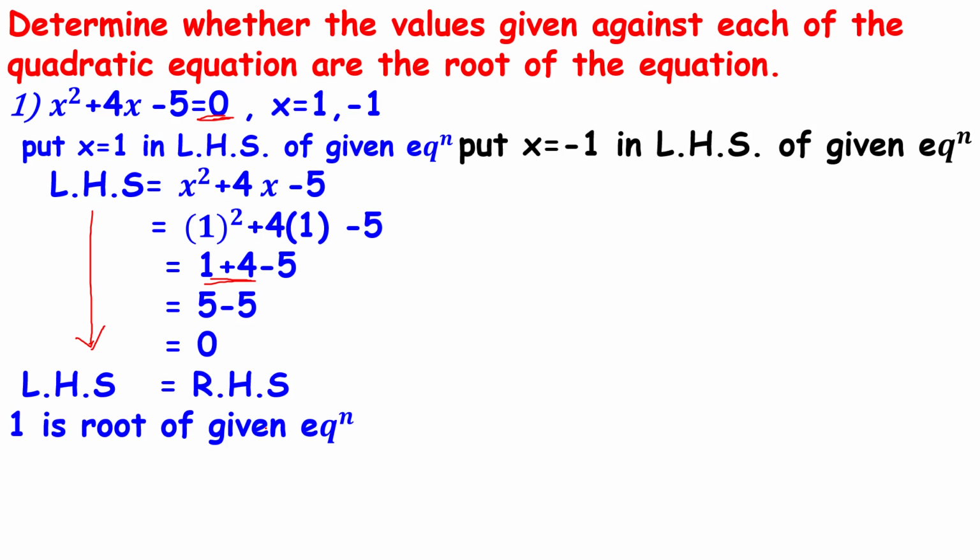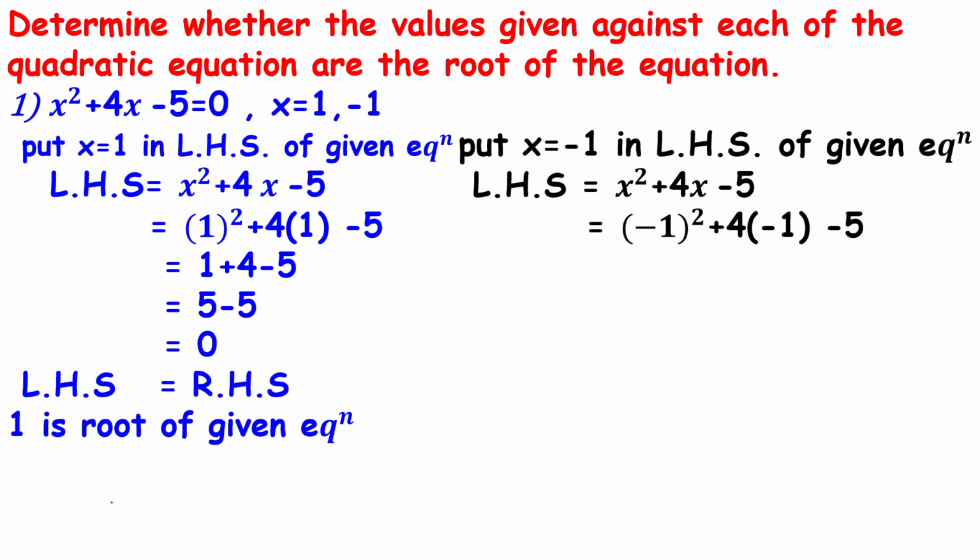Similarly, put x is equal to negative 1 in the LHS of the given equation. Which is the LHS of the given equation? The x square plus 4x minus 5. Substitute x is equal to negative 1.